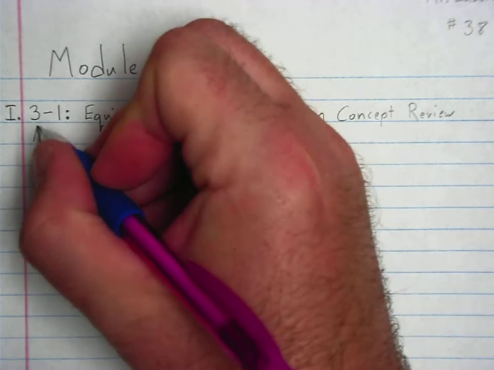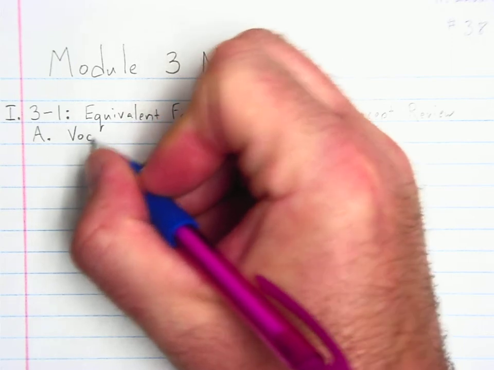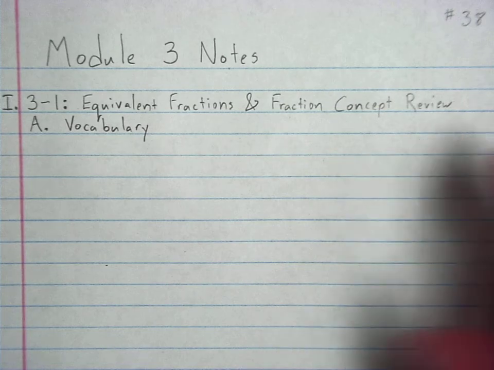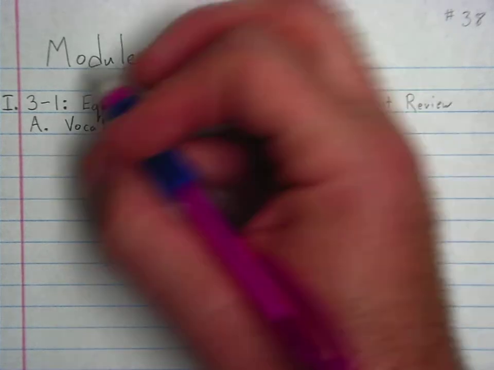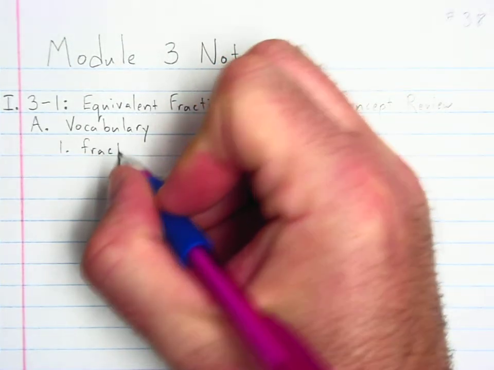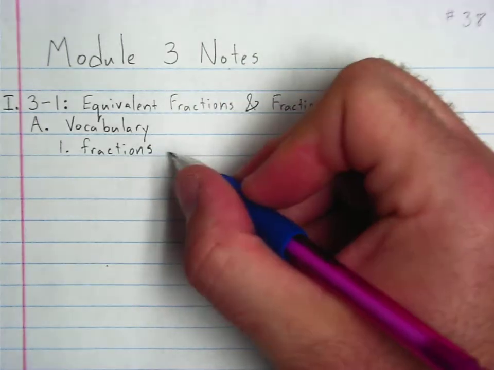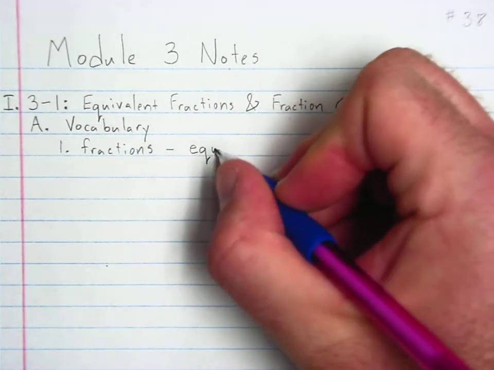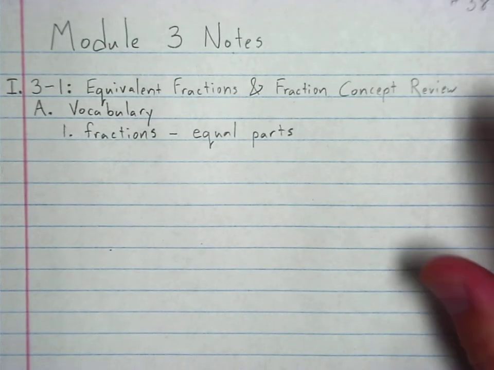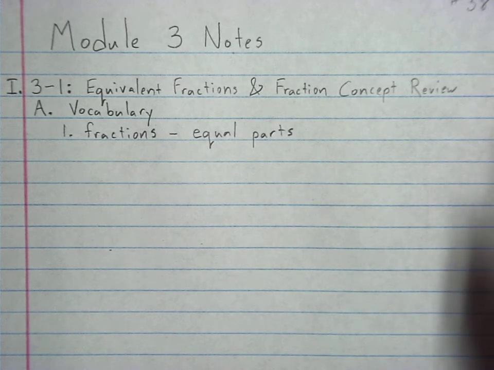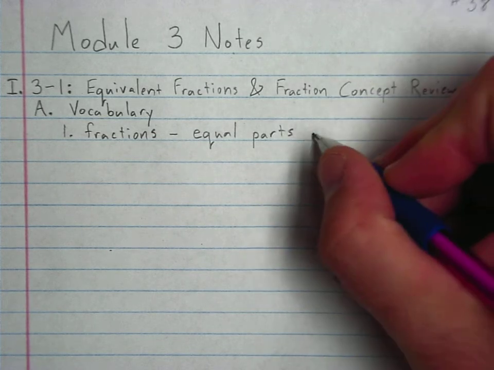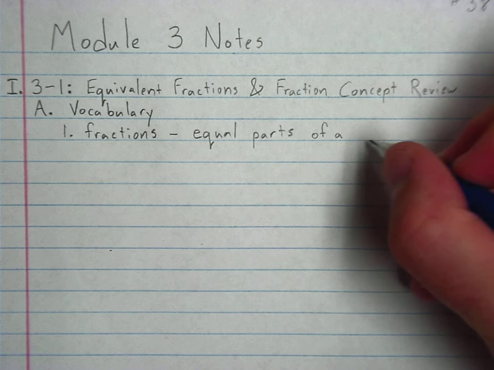Now, we do have a little vocabulary to begin with. Always seems like by the time we get to the last part of a module, we're not doing vocabulary as often anymore. I kind of miss it. Really, it's just breaking apart that one big word, fractions. Fractions are equal parts. You want to be very careful with that. Sometimes when I'm drawing them on the board or when we're drawing them together on paper, they may not look equal, but we have to recognize that they are supposed to be. Equal parts of a whole.